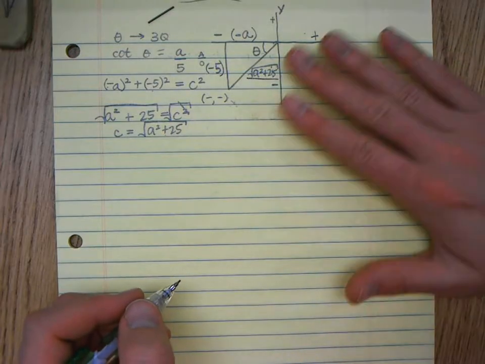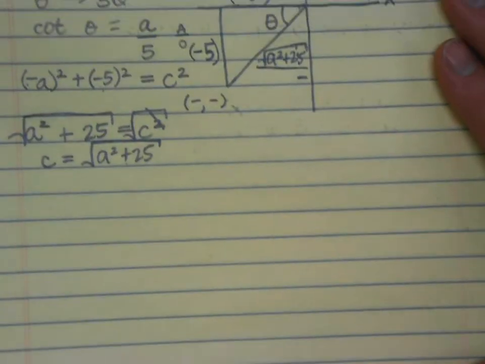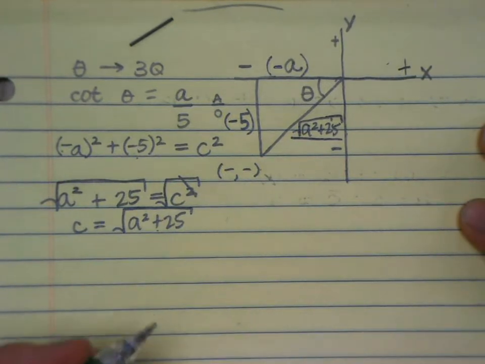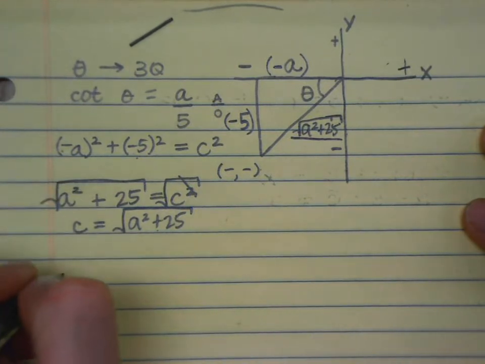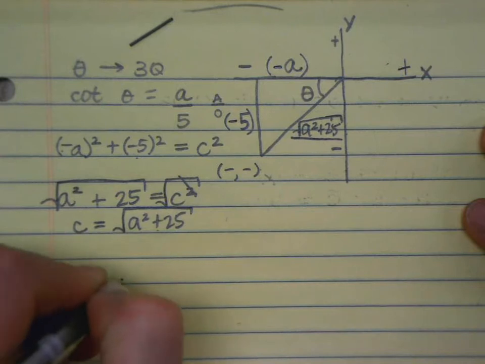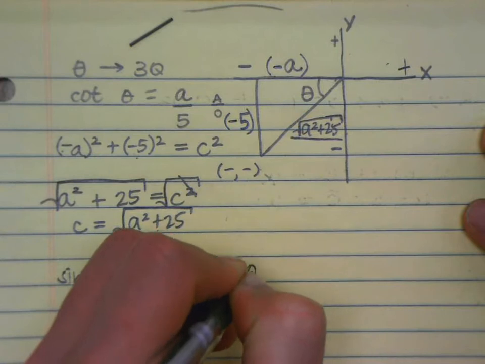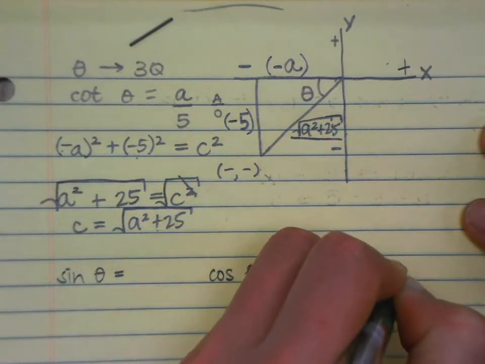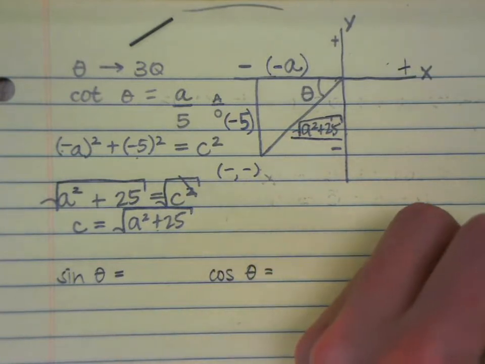Now, all of that was great, but the whole point of getting this triangle was so that we could figure out some extra values. So now I'm going to find the exact values for the sine of theta, for cosine of theta, for secant of theta, and cosecant of theta.